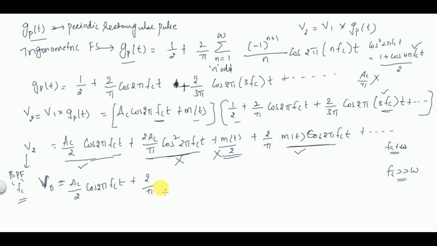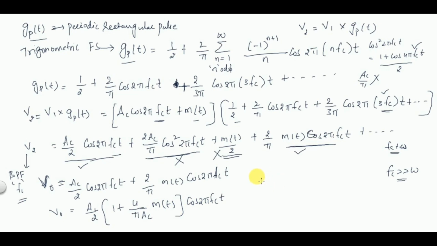So 2 by pi m of t into cos 2 pi fct. Okay, so only these two terms will be at the output of the band pass filter. If you take Ac by 2 common, we'll get 1 plus 4 by pi Ac into m of t into cos 2 pi fct. So this is of the same form as s of t of AM, which is equal to Ac into 1 plus ka m of t into cos 2 pi fct.